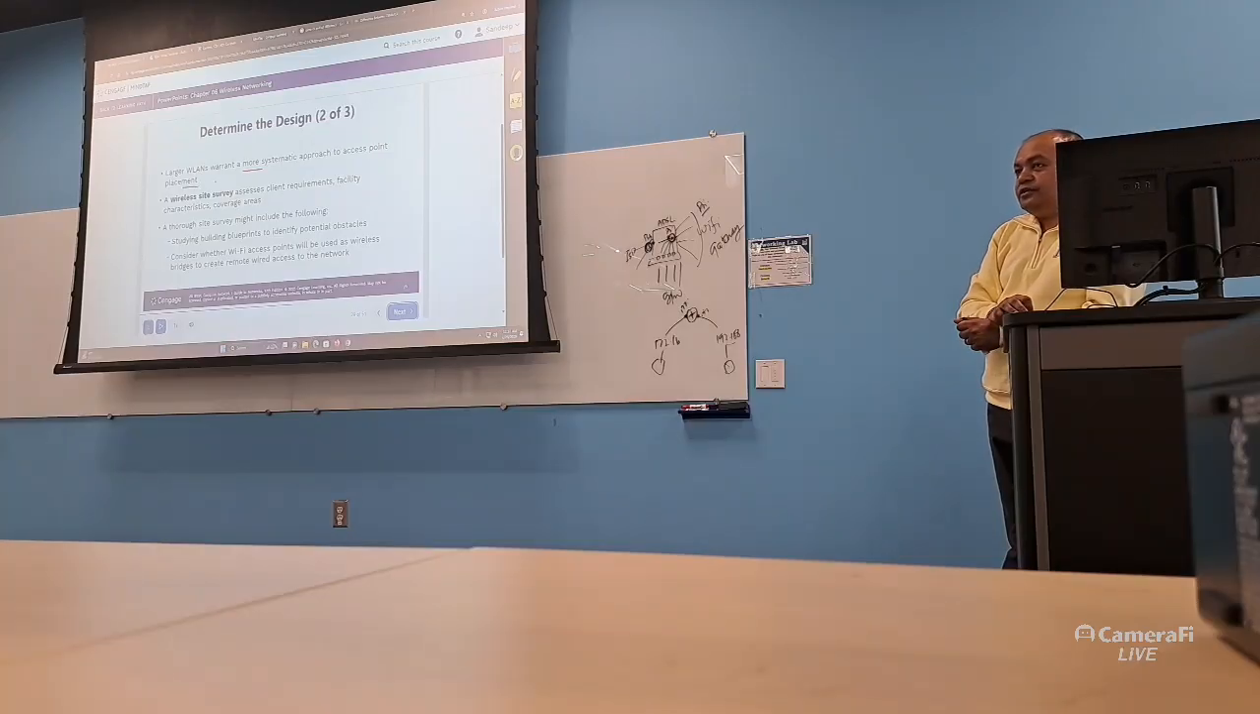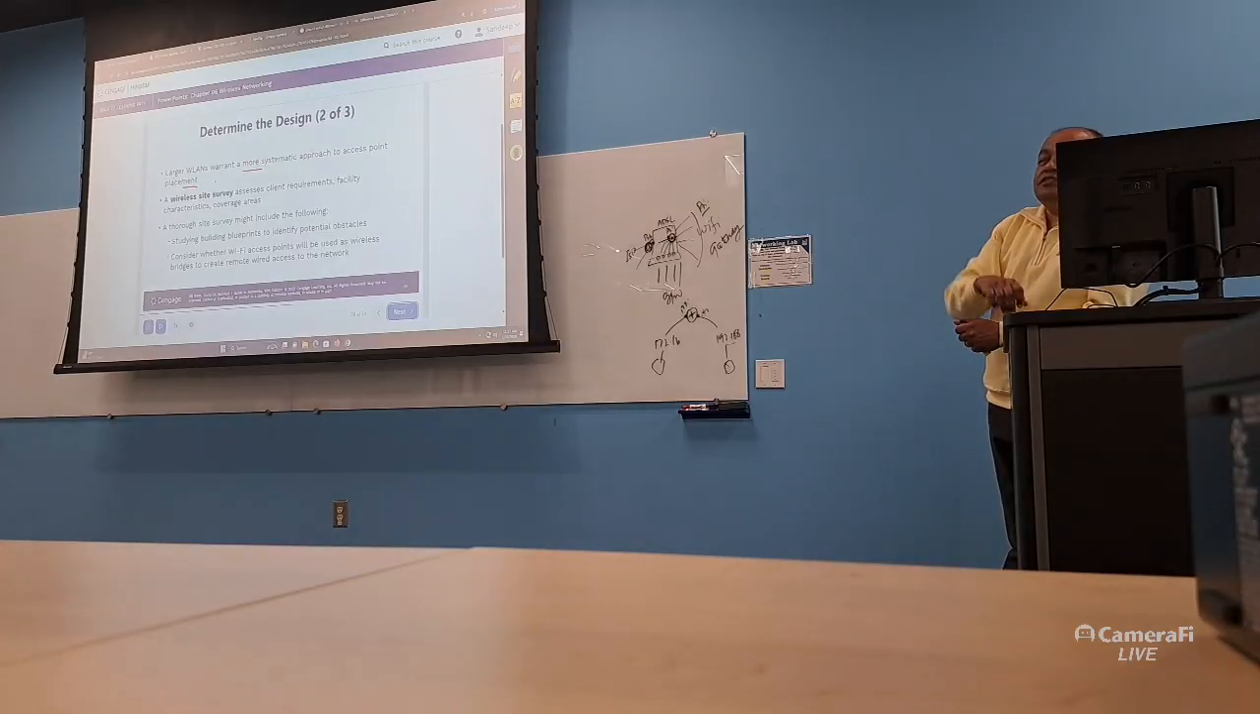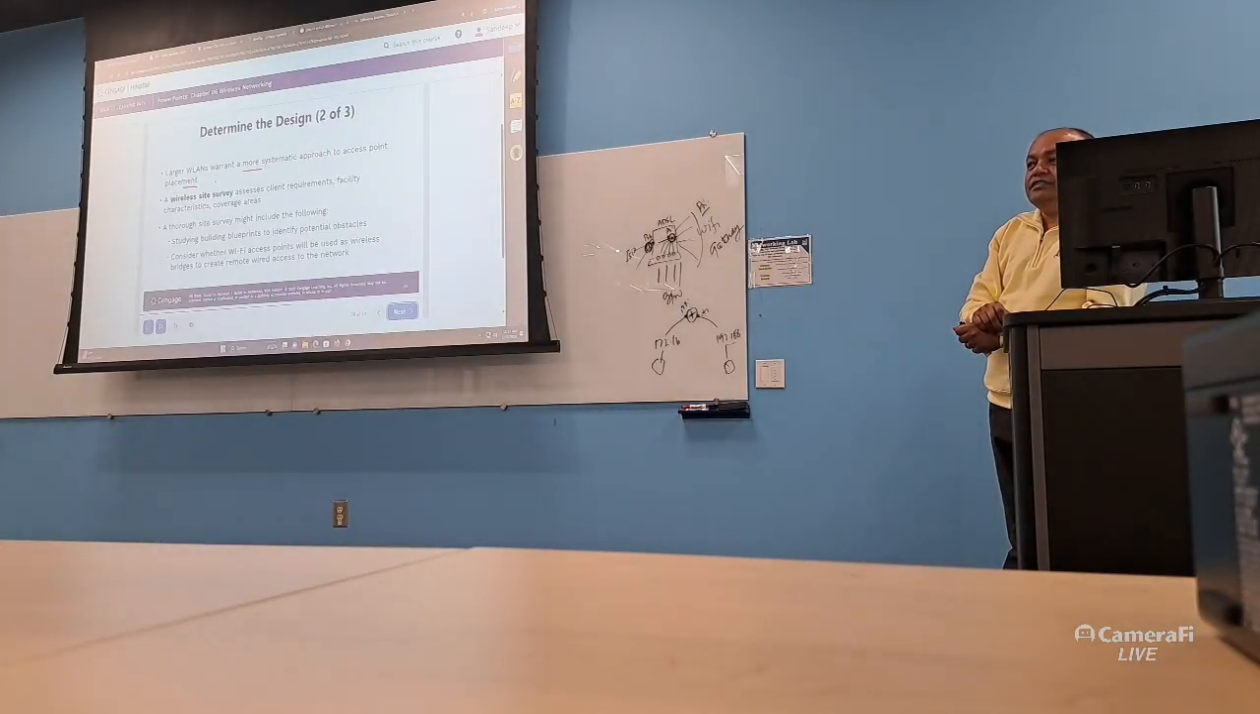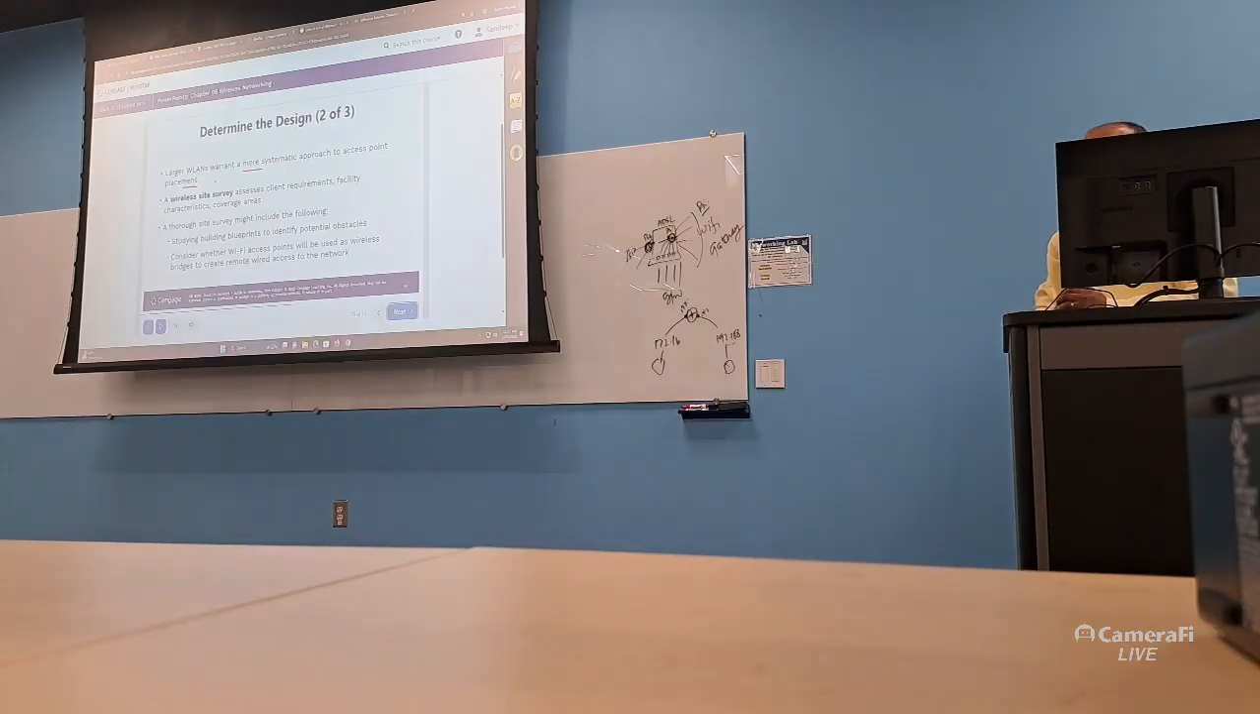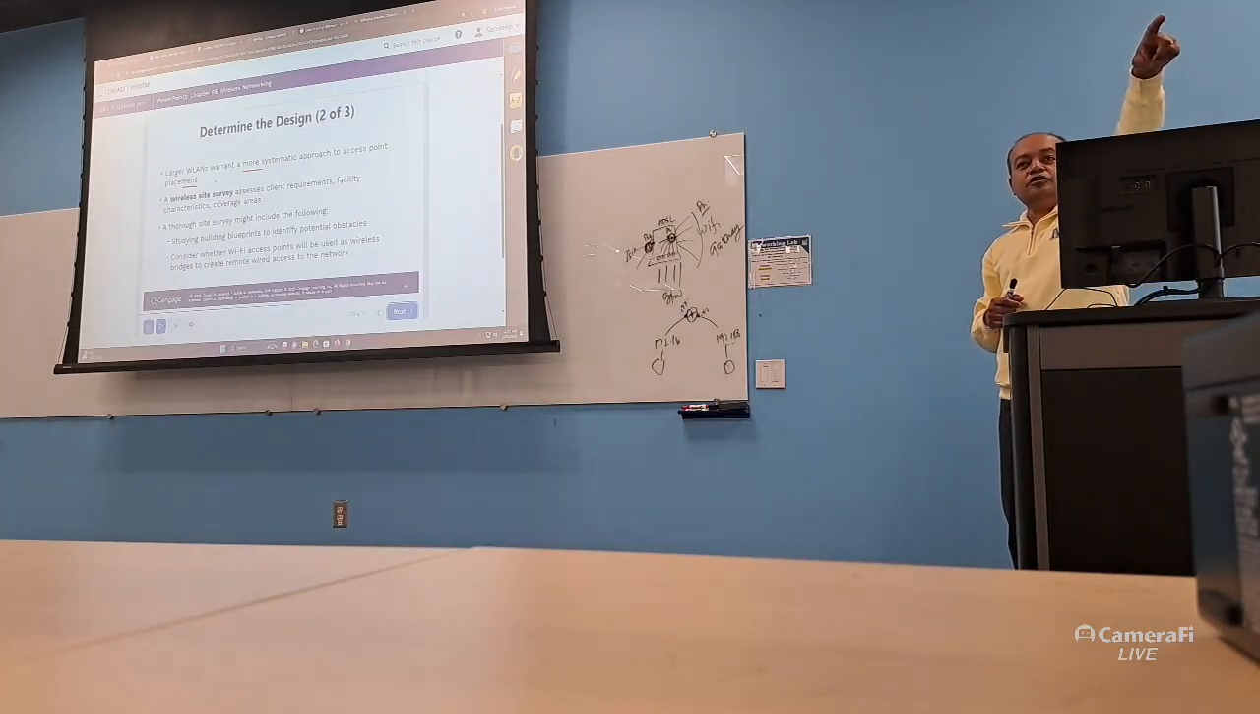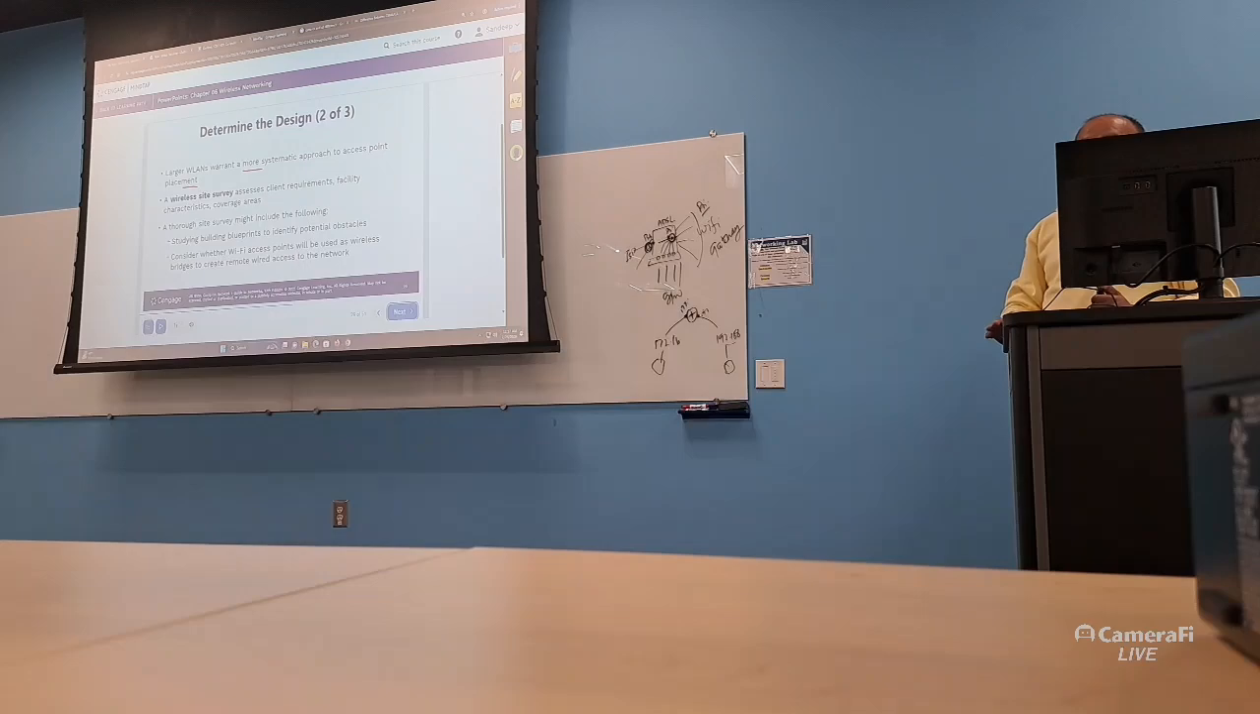Larger WLANs warrant a more systematic approach to access point placement. So you need a proper design for that. And you need to know the specifications of these access points, like how much area they can cover with good signal strength. Is the person sitting just below the router, or the person sitting at the corner of this classroom, getting the same signal, or different signals? Based on that, you can decide how many access points you should install in a particular area.